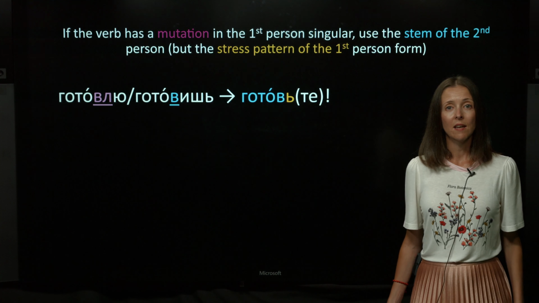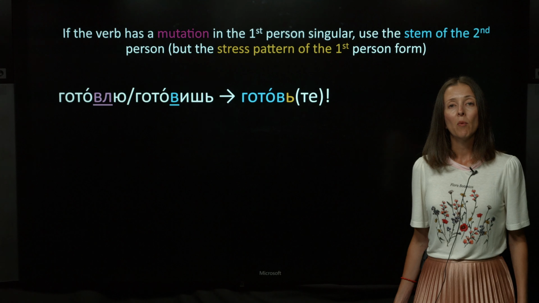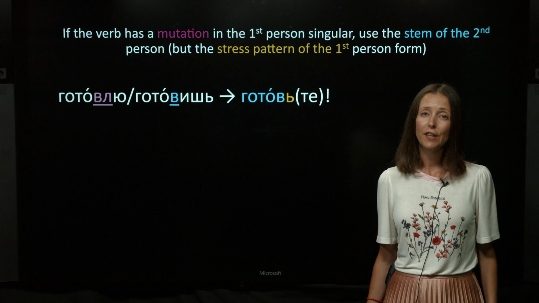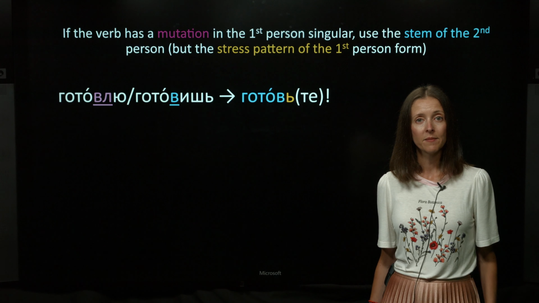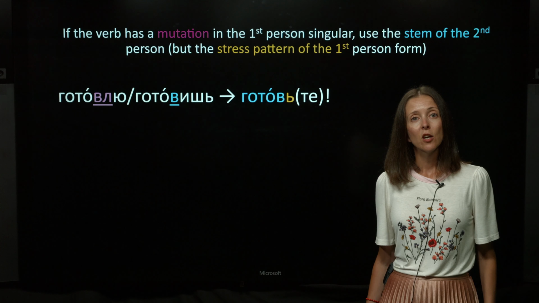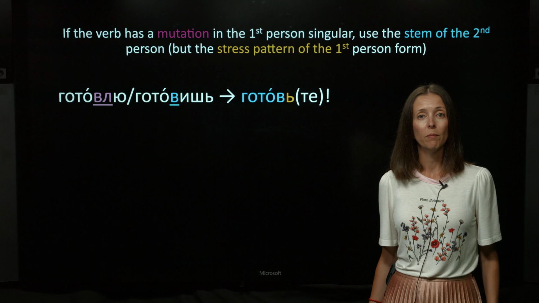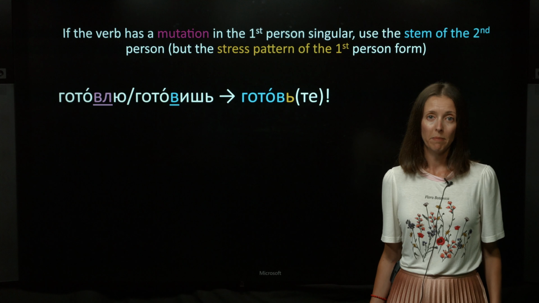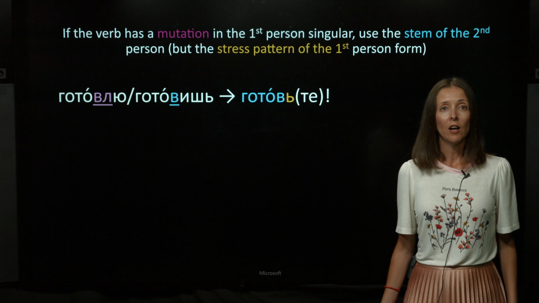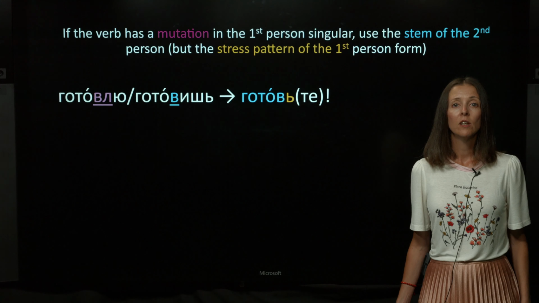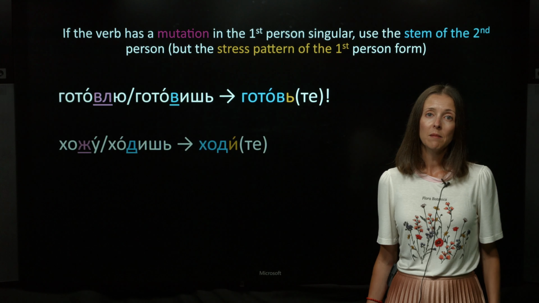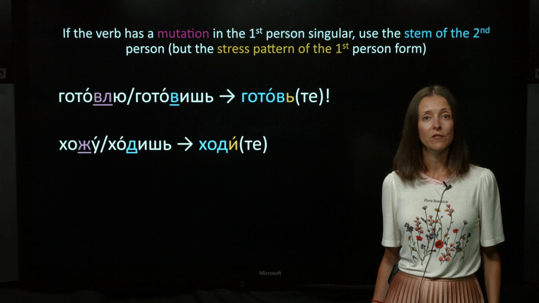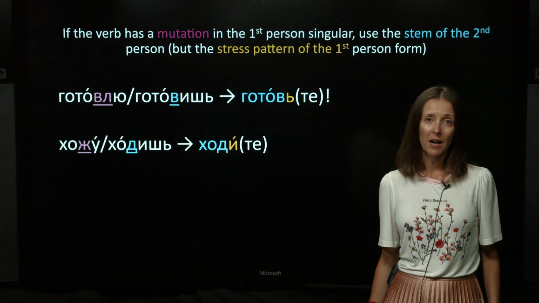Now, in the last example with the verb готовить, we had a consonant mutation in the я form. This is very common among second conjugation verbs. In cases like this, you will turn to the ты form to derive your imperative stem. Готовлю, готовишь, готовь, готовьте. However, sometimes you will also have a shifting stress, as in the verb ходить.